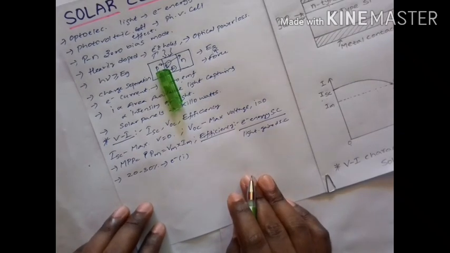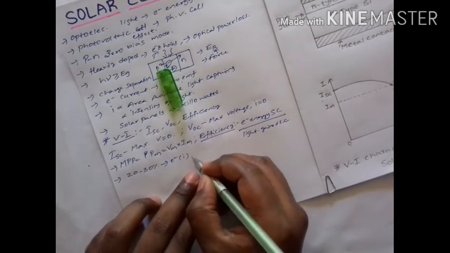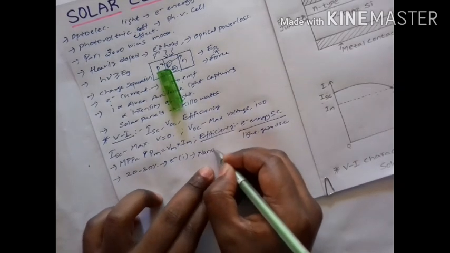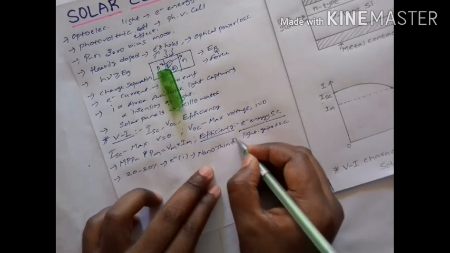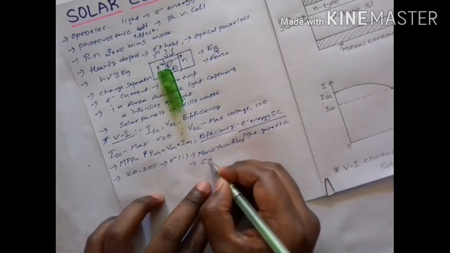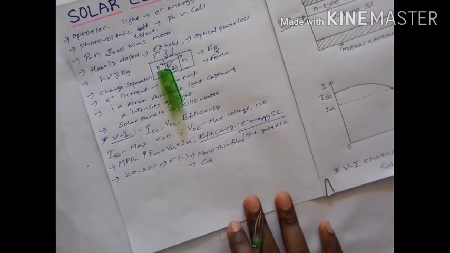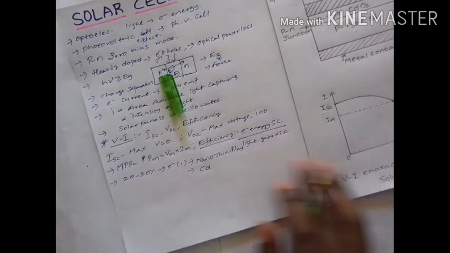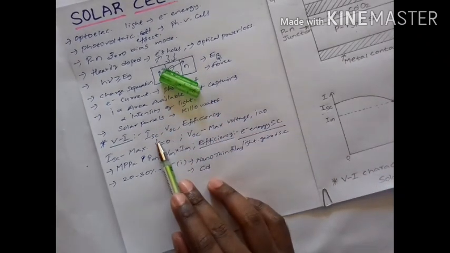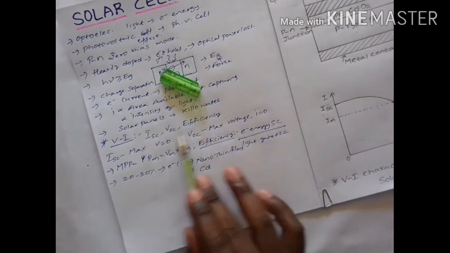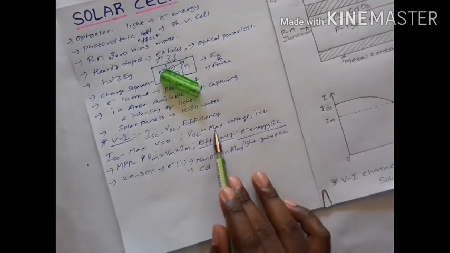So to improve the efficiency of the solar cell, nowadays the solar cells are made up of nano thin films, and the mostly used element in the case of solar cell is cadmium. So this is all about the VI characteristics of solar cell. From the VI characteristics of solar cell we can determine the parameters of ISC, VOC and efficiency, and based upon these parameters the rating of the solar cell is given.